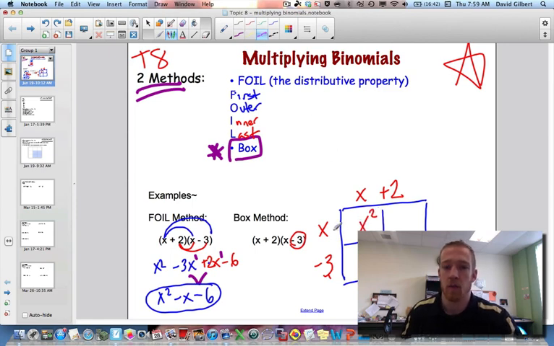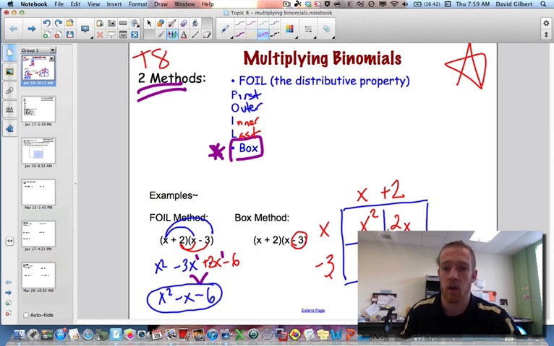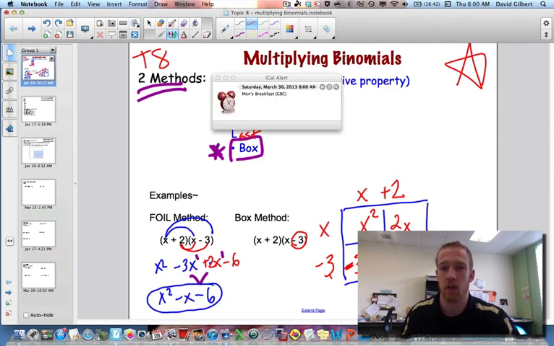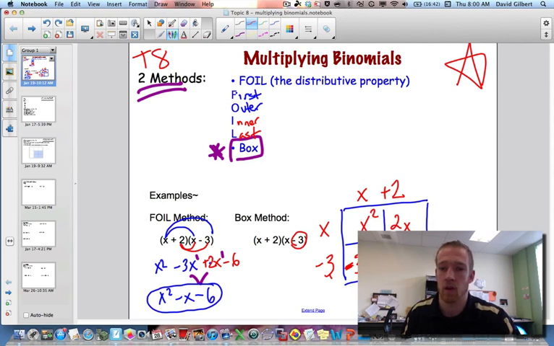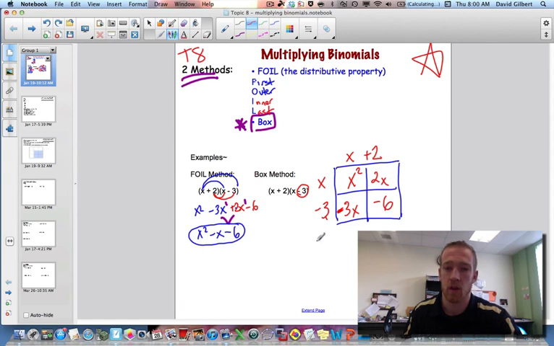And then we have x and a 2 line up in this box, so that gives us a 2x if we multiply. We've got an x times a negative 3, so that gives us negative 3x, that's important. And then 2 times negative 3 is negative 6. Alright, now what we do is just add all these like terms and keep in mind what sign these things have. So that gives us x squared minus 3x plus 2x minus 6.